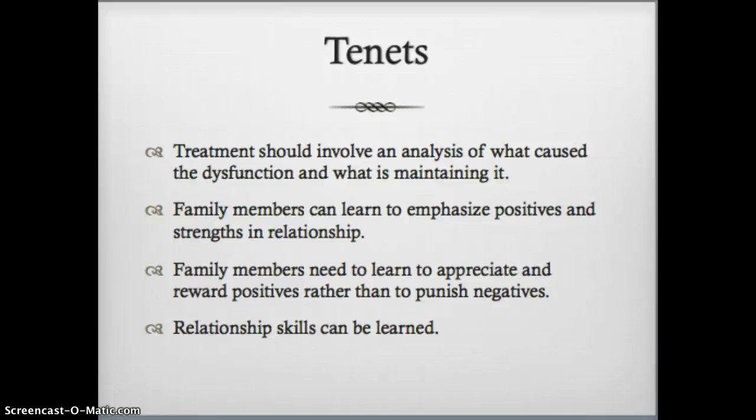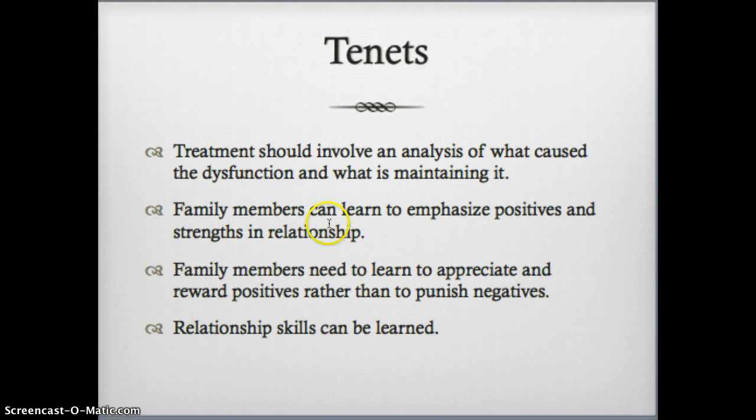determine our behavior. Treatment should always involve an analysis of what caused the function and what is maintaining it. So family counselors will use a lot of questions to determine what happened when this problematic behavior was initiated, and then what are the circumstances in the environment, the connections with others, and thoughts that are maintaining that behavior and keeping it happening. And those would be considered rewards, and rewards are not necessarily always positive, or what we would think of as being positive.